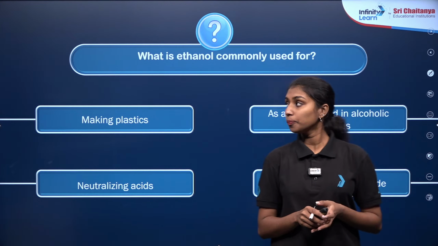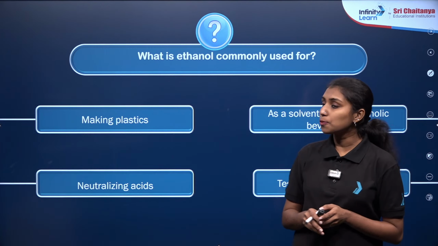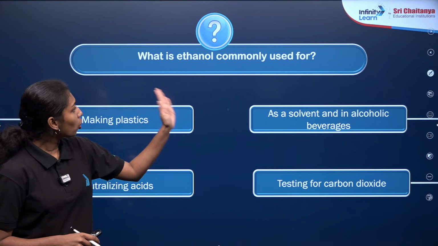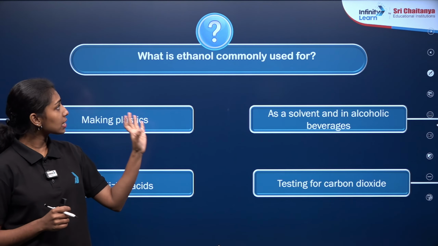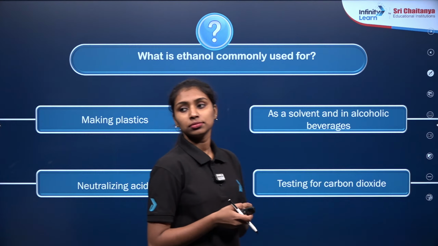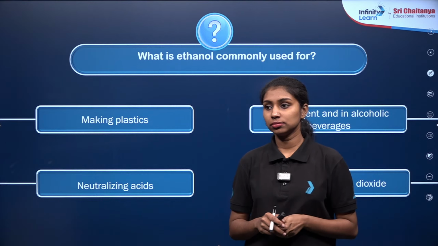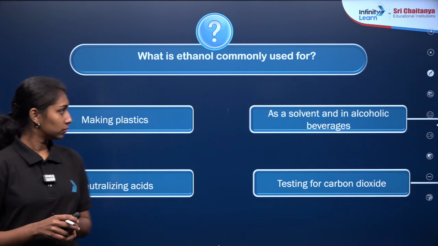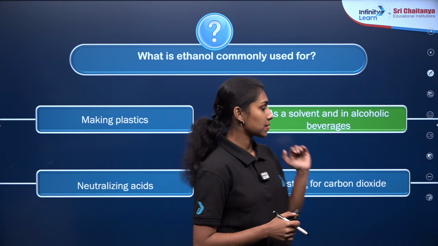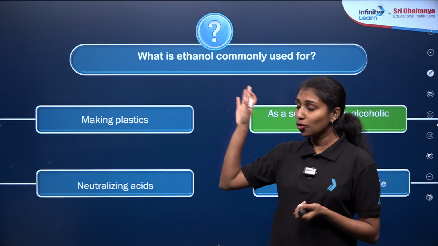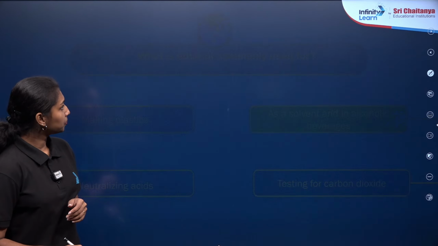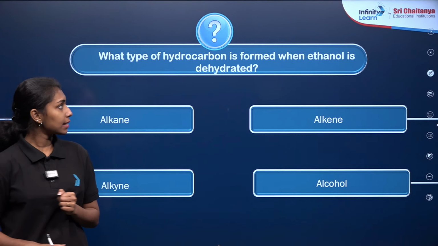Here is our next question. What is ethanol commonly used for? Different applications for the compound are given here. We need to identify the one which is the correct application for ethanol. Yes, as a solvent and in alcoholic beverages, right? So most commonly we are using ethanol as the alcohol content in beverages. Okay. Here is the next question.